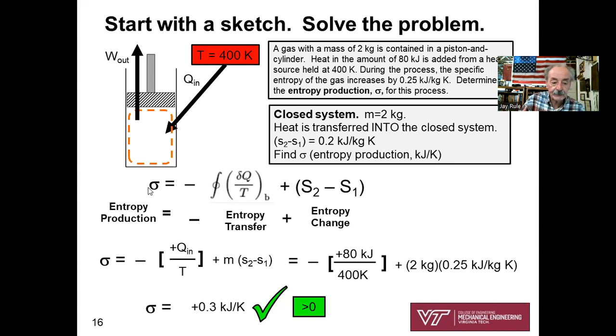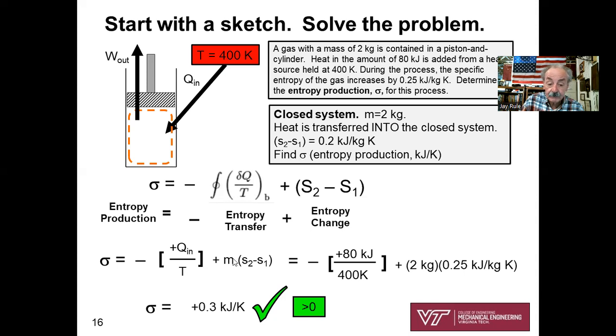We go back to our crash course. What's entropy production? It is these two terms: minus the entropy transfer plus the entropy change. I've only got to worry about, okay, so that's what I'm looking for, left-hand side. I've just got to be careful with my mass, with my signs and my terms. So I've got negative, pull my negative sign, integral del Q over T. In brackets, Q is going in, T is known.